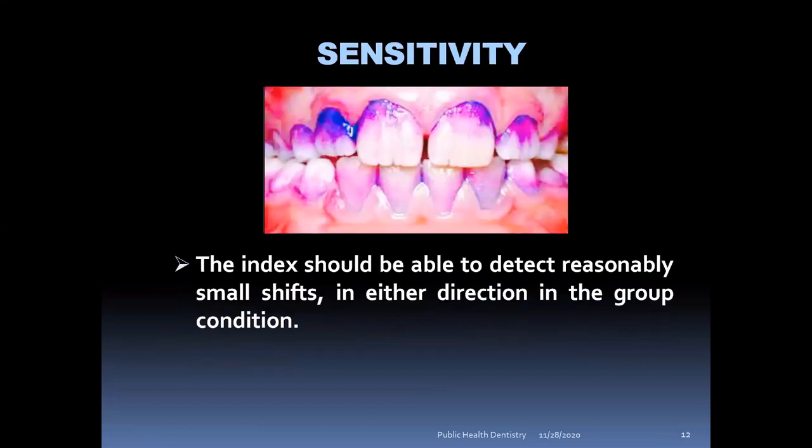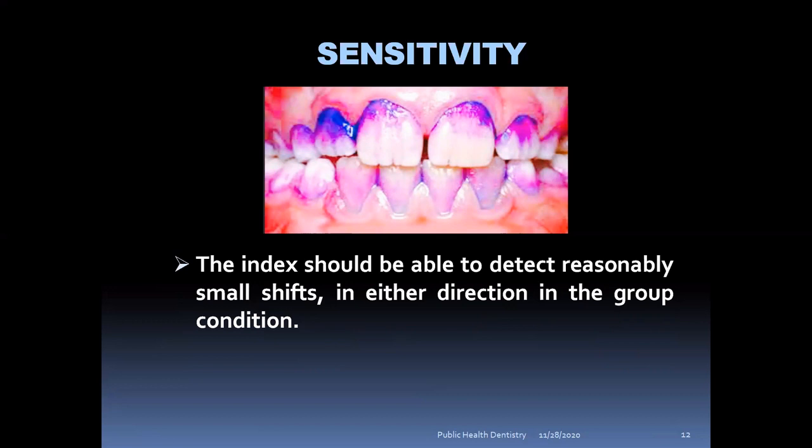Moving further onto sensitivity. The index should be able to detect reasonably small shifts in either direction in the group condition. Let us suppose we are talking about the plaque index. You can see the diagram over here. We have a plaque disclosing agent which imparts a bluish stain to the plaque. So that is basically plaque. That is a snap we have taken from the Turesky modification of the Quigley-Hein index, for recording the plaque index.